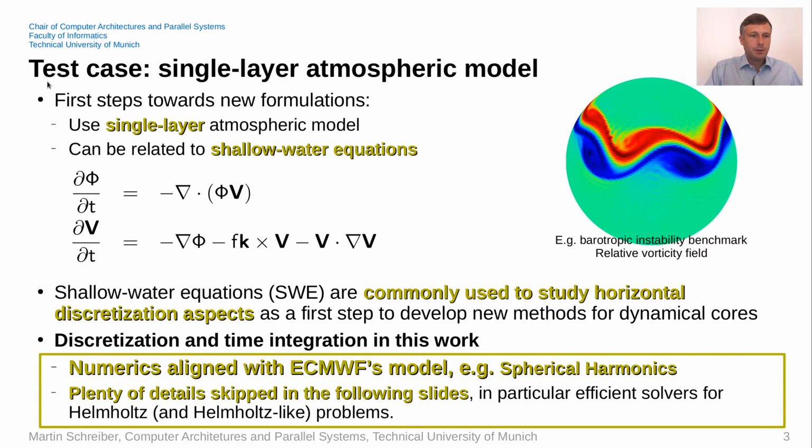The test case which I'm using in these slides is based on the single layer atmospheric models. And I think you are familiar with the shallow water equations, otherwise you probably attend the wrong seminar, so let me just skip that part. But let me emphasize two important things. First of all, the numerics themselves are aligned with the ones in ECMWF's model. For instance, we are also using spherical harmonics, so a global spectral method, and that leads me to the second important thing: all these Helmholtz or Helmholtz-like problems which show up are solved in that global spectral space given by the spherical harmonics. But I'm skipping a lot of details about that, though they play a quite important role in the following slides.